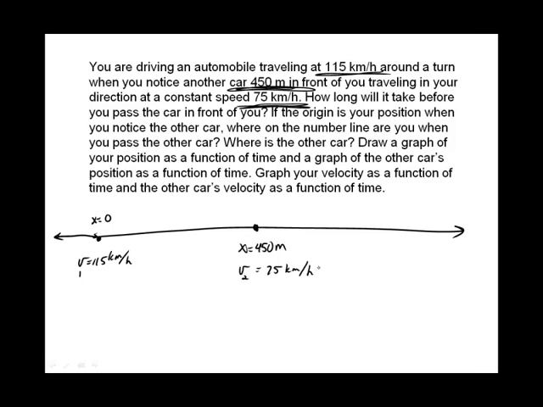Now don't confuse the v2 and the v1 with time 2 and time 1. It's vehicle 2 and vehicle 1. So the question then is, where are you when you pass the car and where is the other car?